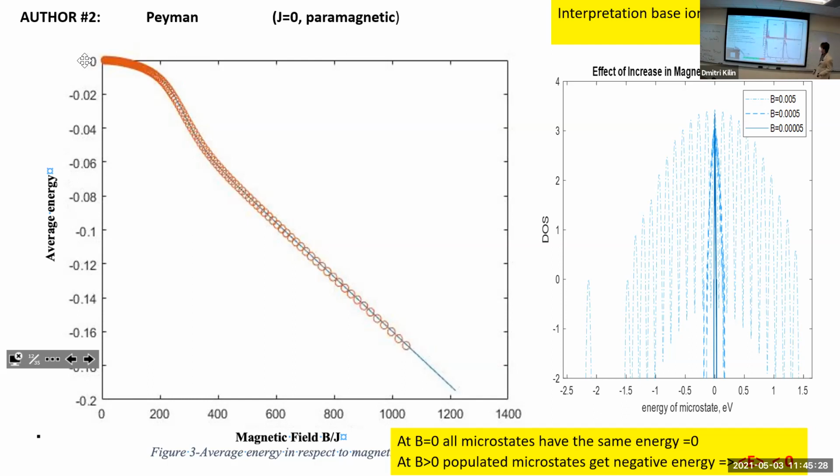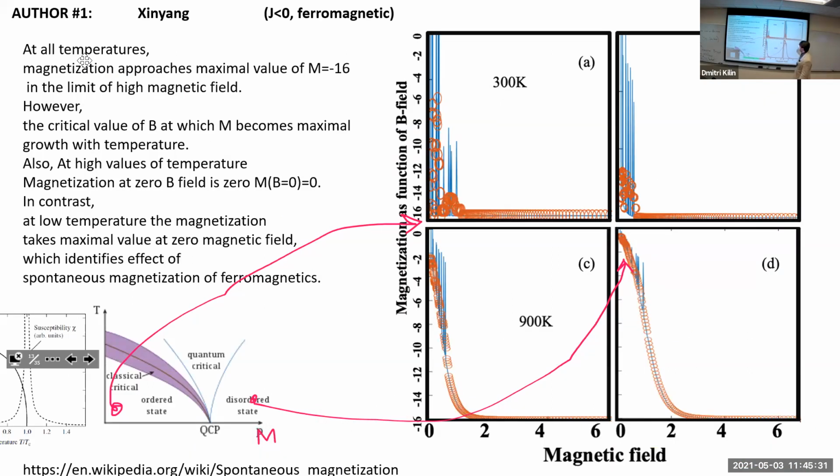Okay. So another snapshot. Xingyang Sun is looking at ferromagnetic. And here are some of his results. The x-axis is magnetic field and the y-axis is magnetization. It's a different style of result than in the previous figure because I'm making a snapshot. So if temperature is large, in this panel it's like 1,200, at zero magnetic field, magnetization is zero, right?